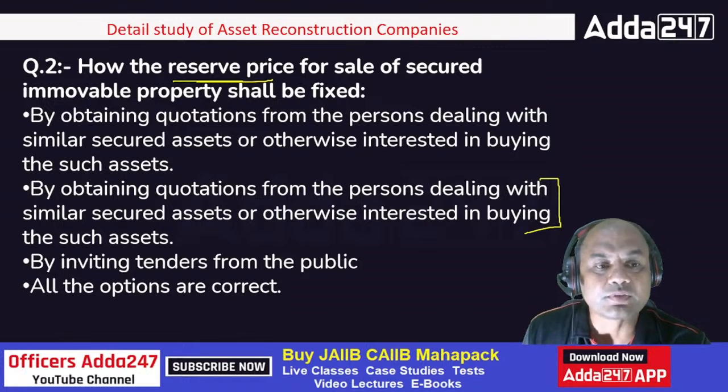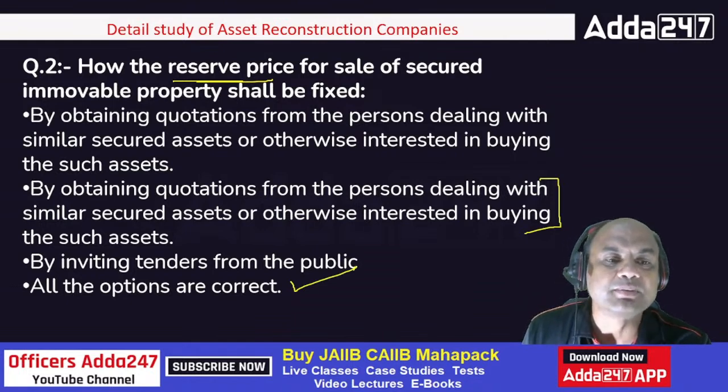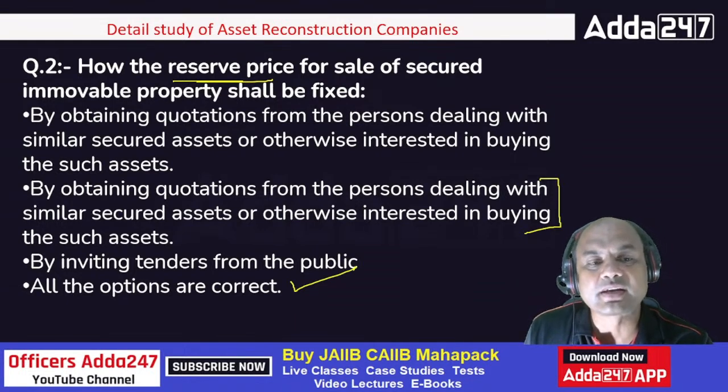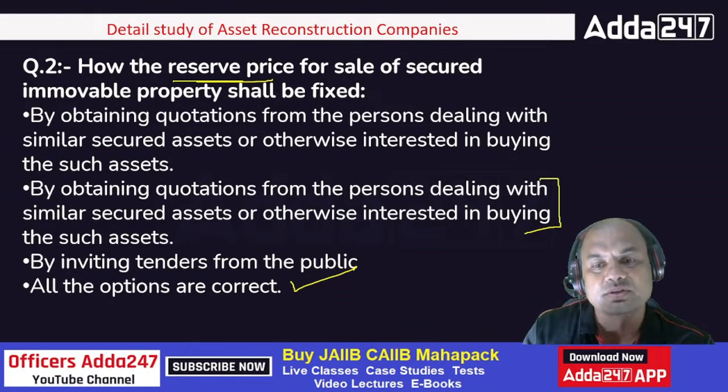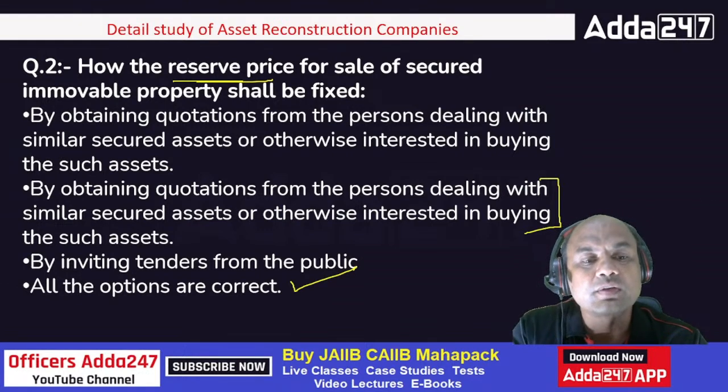It is all of the options. D, correct. See here, by obtaining quotations from persons dealing with similar secured assets or otherwise interested in buying such assets, that is also an option. By inviting tenders from the public, that is also an option. So second, both of them. So all of the above are correct.